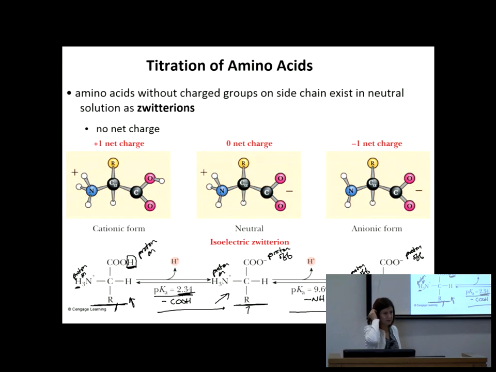But is this a backbone for all of them? Yeah, this is the backbone. This is an alpha amino acid backbone. And you'll give us the pKa's? I have to, yes.